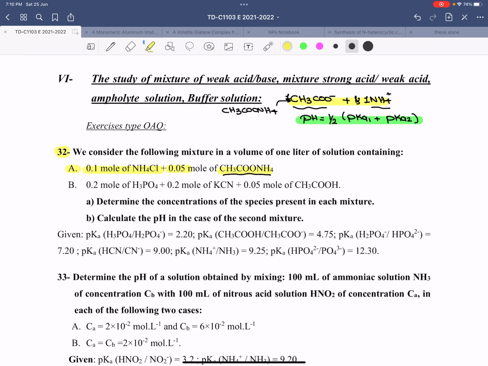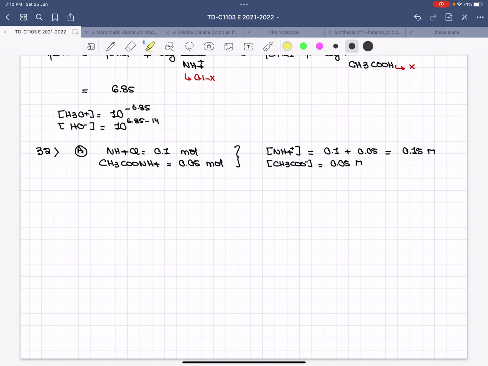Okay, so basically you have 0.1 mole coming from NH4Cl and 0.05 moles for CH3COONH4. When you separate them, the total number of moles of NH4 plus in your solution is 0.1 plus 0.05. NH4Cl is a salt that will completely dissociate into NH4 plus and Cl minus. Okay, 0.1 initially disappears completely to become 0.1 here and 0.1 here. So in your solution you have 0.1 molar NH4 plus.